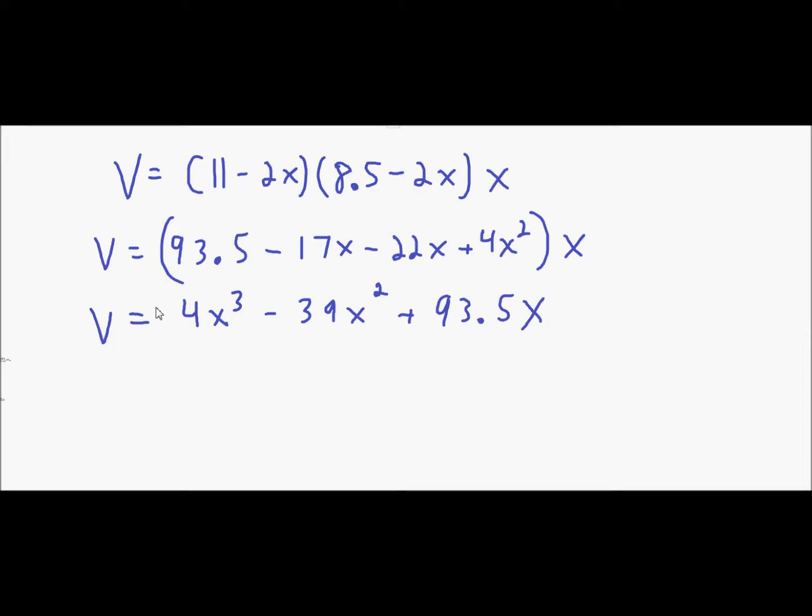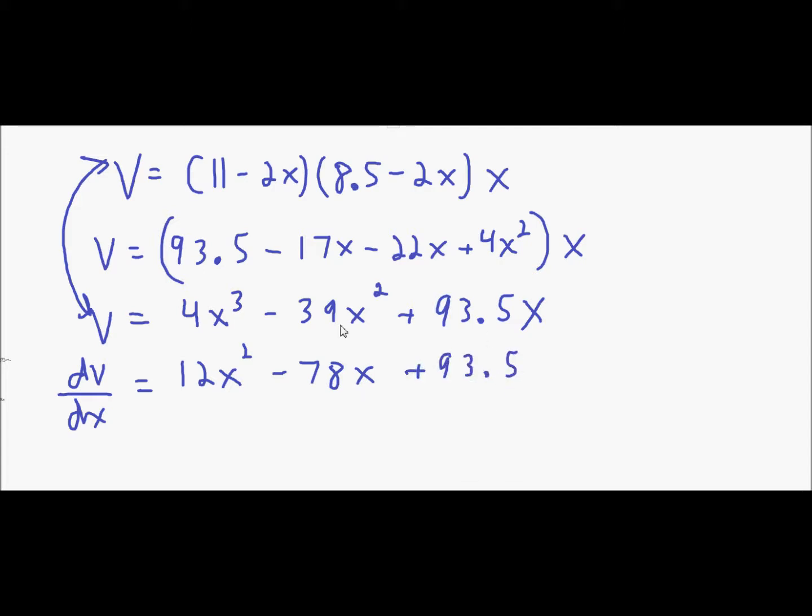All right, this equation here and this equation down here, same exact thing. We just rewrote it. I want to know where the maximum of this equation is, so we're going to derive it with respect to our independent variable. Cool. And we're going to get 12x squared minus 2 times 39 is what? 78x plus 93.5. Now, we can find out where this thing is 0. It's never undefined. We want to find the critical numbers here, essentially.